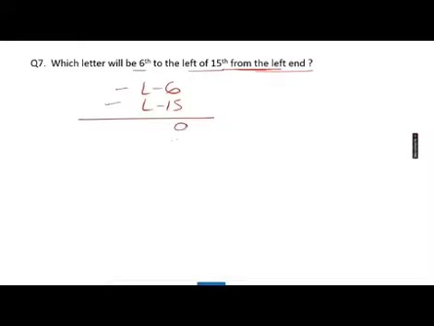15 minus 6 will be 9, and here the last direction that is given to you is left, so we are getting our answer, that is the alphabet will be ninth from the left. And we already know that the letter which will be ninth from the left will be I. So our answer will be I.